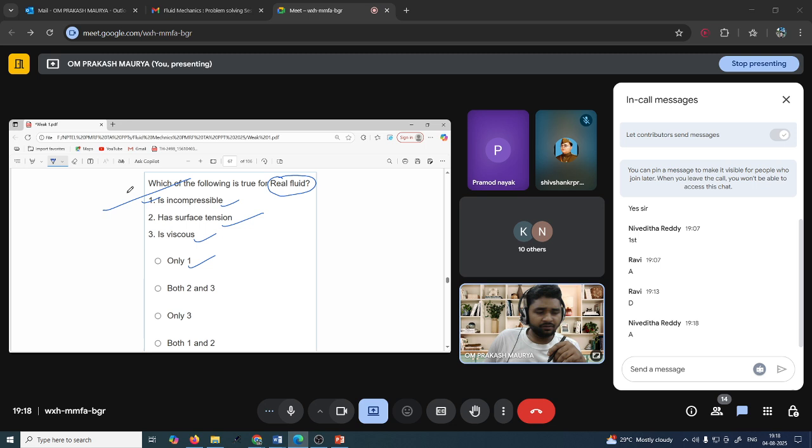Okay. So Reddy is telling option A, only one is correct. Okay, good attempt. Ravi is telling B, both 2 and 3. Okay.